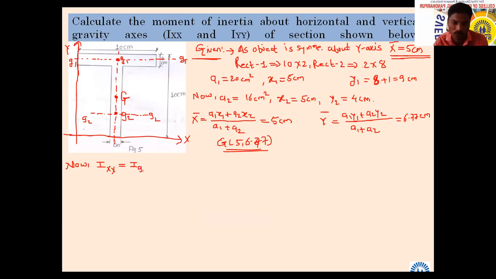Ixx equal to this IG2 plus A y square, where y is the distance, plus this one is 1 and the other one is IG1 plus A y square. Y stands for distance, you remember this. Y is the distance between them, G1 square. The parallel axis theorem we have applied. Are you getting it? What did I do?